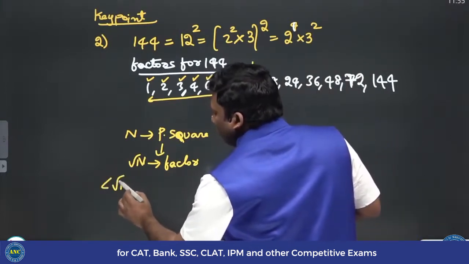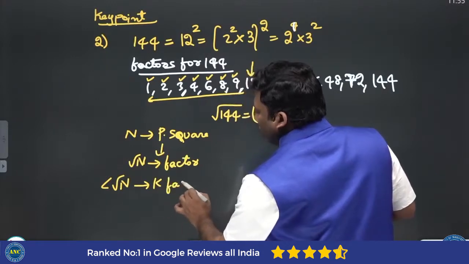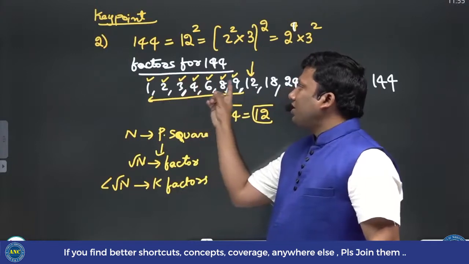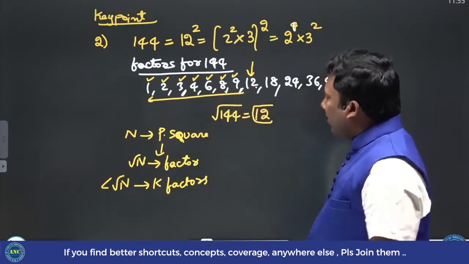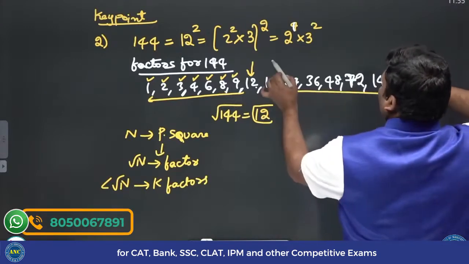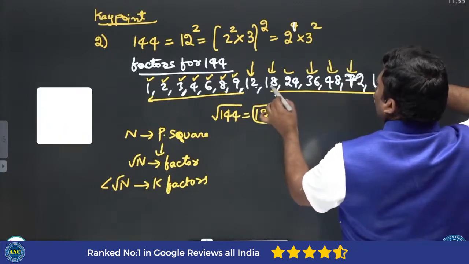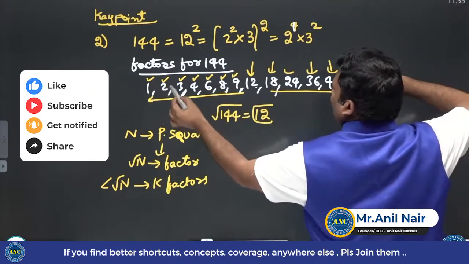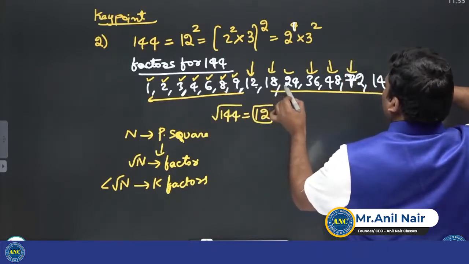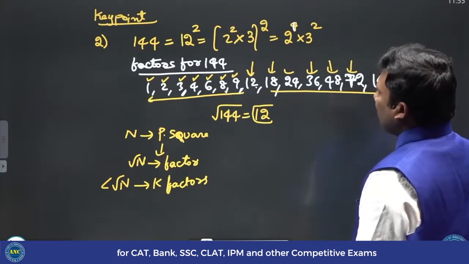Less than root n, if there are k factors: 1, 2, 3, 4, 6, 8, 9. Total 7 factors are there. Greater than root n, please count it: 1, 2, 3, 4, 5; 18, 24, totally 7. If it is 7 here, it should be 7 there also. That means we missed out one number. What is that number? Let us see.